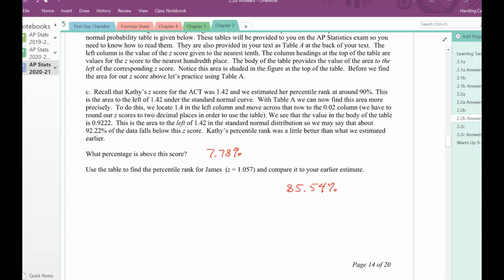So it should follow what percent is above the score, 1 minus 0.9222. 100% of the data is underneath, subtract out the percentile. So about 7.78% of the people in that distribution scored better than Kathy did. And you can see that we could do the same for James' score. We could look up z as 1.05 and get that percentile there as well.